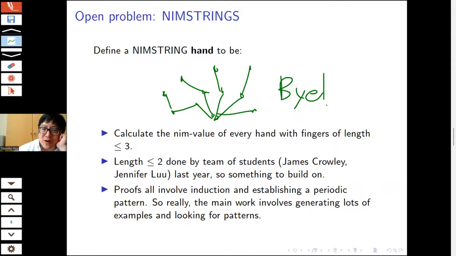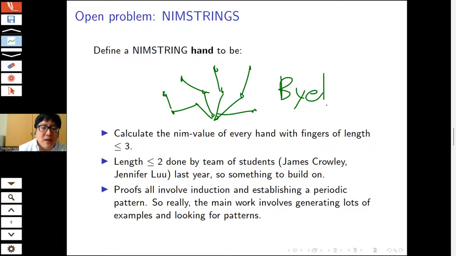So define a NIM string hand to be something like that: a bunch of strings joined together in a single vertex. The open problem is to calculate the NIM value of every hand of fingers of length at most three. I say at most three because the hands of fingers of length at most two were completed by a team of students last year, James Crowley and Jennifer Liu. So there's something to build on, which is some pluses and minuses.